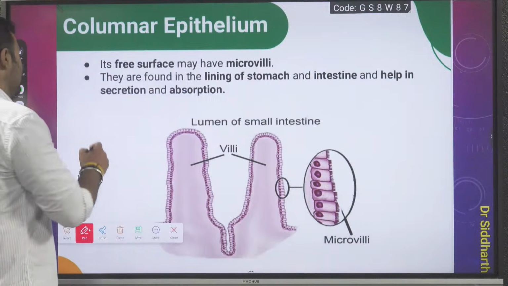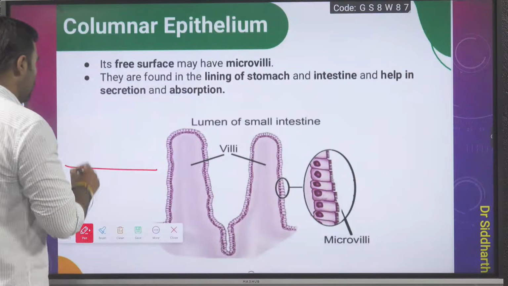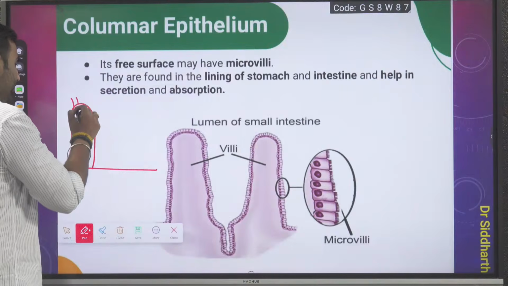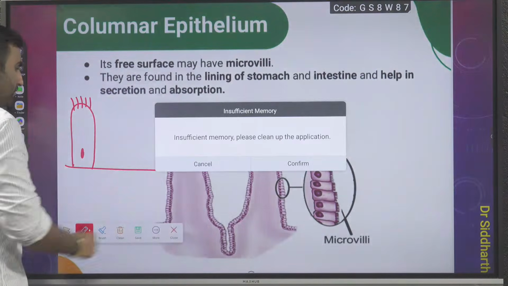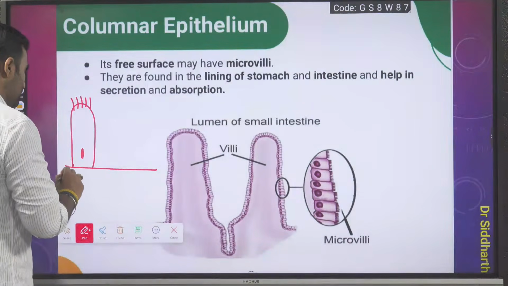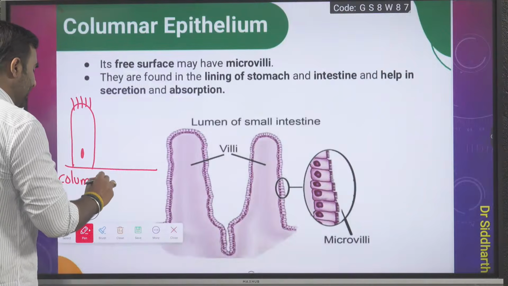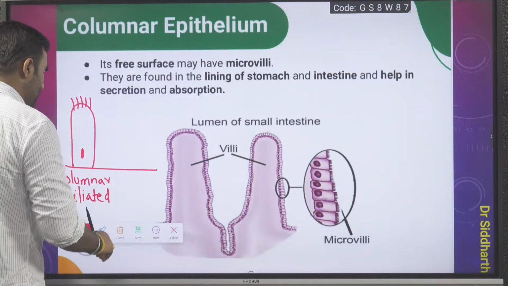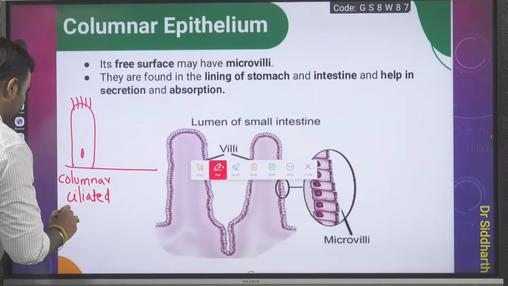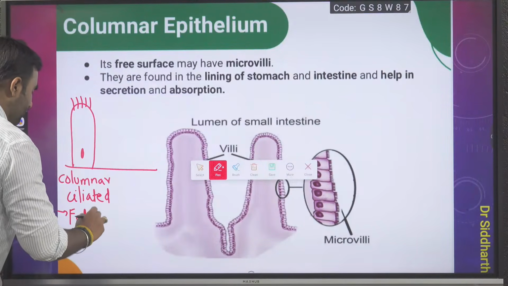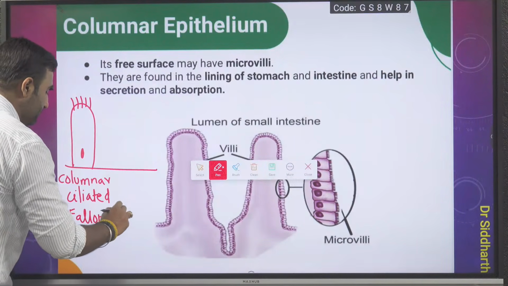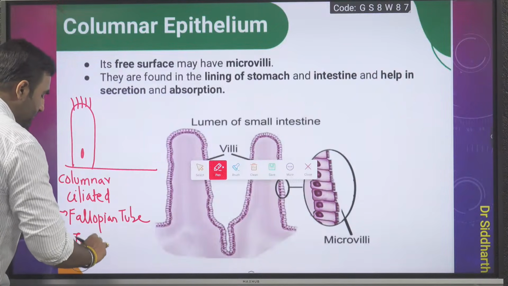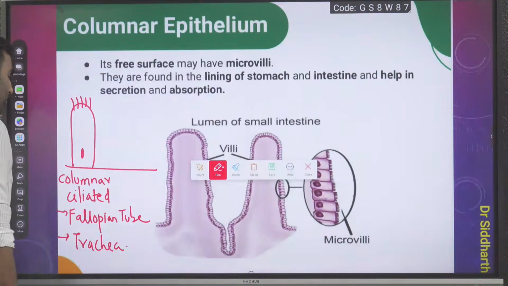Columnar epithelial cells might have cilia on their surface. Then it becomes columnar ciliated. What is the location of columnar ciliated? The location of columnar ciliated will be your fallopian tube, or I can say the trachea.